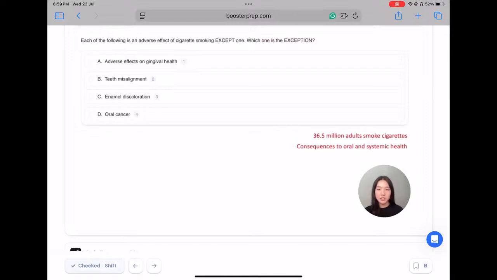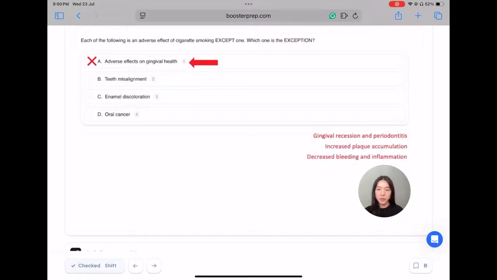So if we take a look at our answers, A reads adverse effects on gingival health, and this answer is incorrect as this is something that can occur with the use of cigarettes. Not only can it lead to gingival recession, it is one of the biggest contributors to periodontal disease, as smoking does promote plaque accumulation.